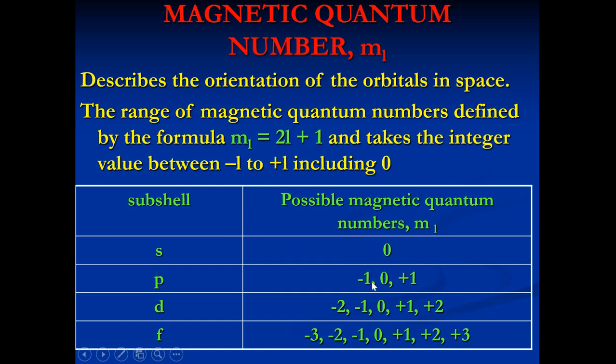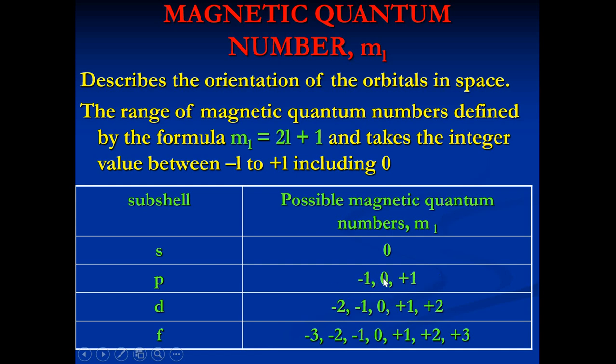So that is why you have 3 values here, which is minus 1, 0, and plus 1. That is why when we come to p orbitals, we normally see that it has 3 boxes. We have px, py, and pz, and each of the boxes accommodates a maximum of 2 electrons. That is why p orbitals normally accommodate a maximum of 6 electrons.